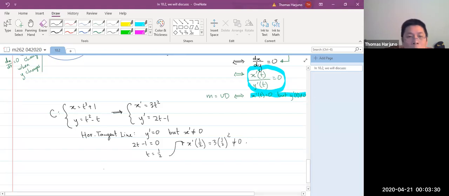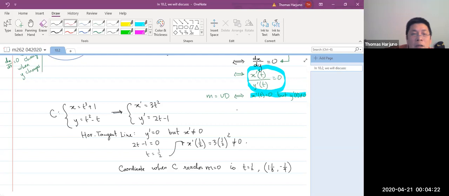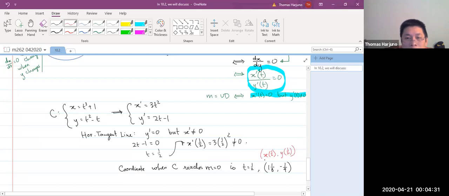Okay, so the coordinate when C reaches slope equals to 0, the slope of the tangent line equals to 0, it may be the local maximum, maybe the local minimum, maybe just an inflection point. Okay, is when t equals to 1/2, which implies the coordinate is 1 and 1/8 for the x, negative 1/4 for the y. That's basically x of 1/2 and y of 1/2.